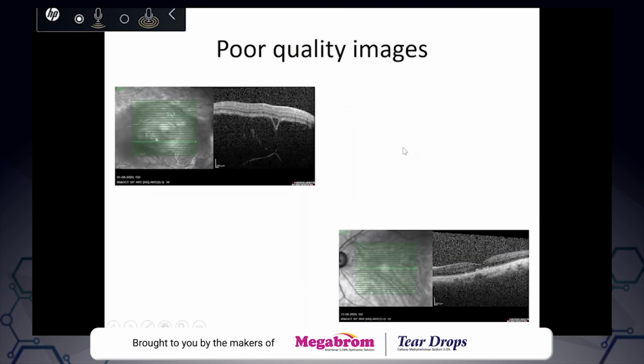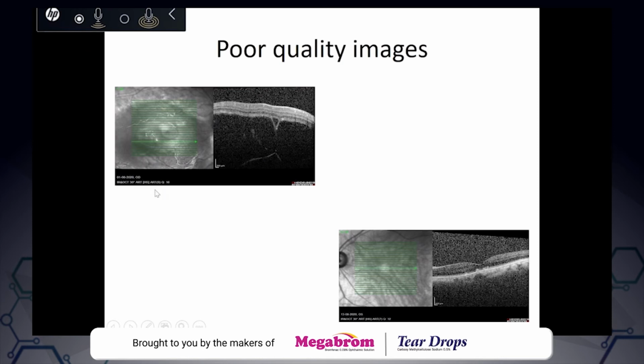Before interpreting these, you have to understand whether these are very good quality images or not. Look at this, you cannot differentiate the layers very well. There may be many causes for this, such as media opacities. So this is a poor quality image. Look at this, the lower part of the angiogram OCT is not visible. The upper part may be cut in some cases. So these are truncated images, which are also not good.